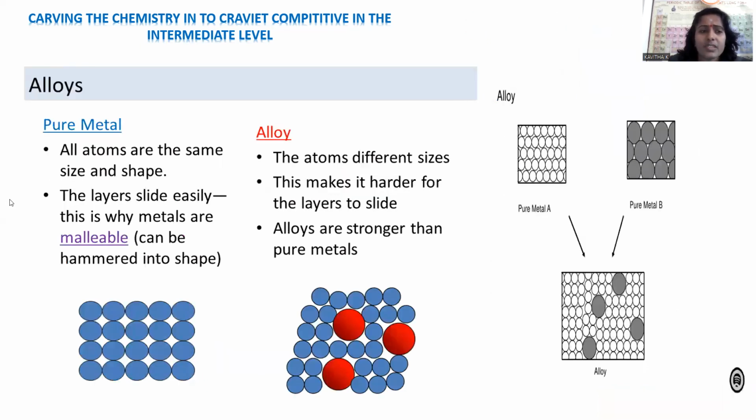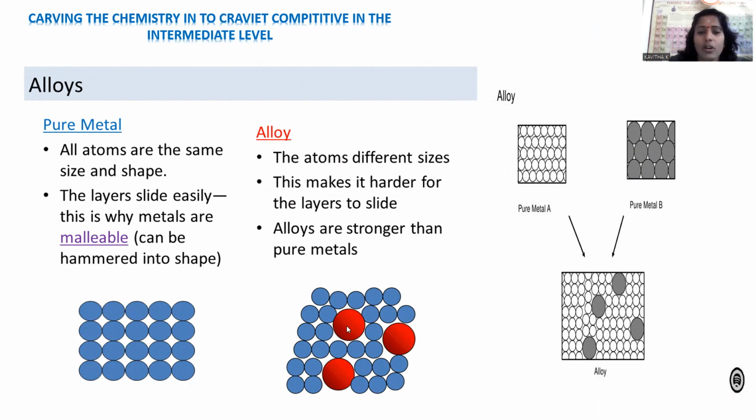Let's see what is meant by pure metal and what is alloy. In a pure metal, atoms of the same size and shape are present. If you see this, all the atoms are of the same kind, and that is called a pure metal. All pure metals have layers that slide easily, and all of these are said to be malleable. Malleable in the sense that if you hammer it, it can expand. That is called the malleability of metal.